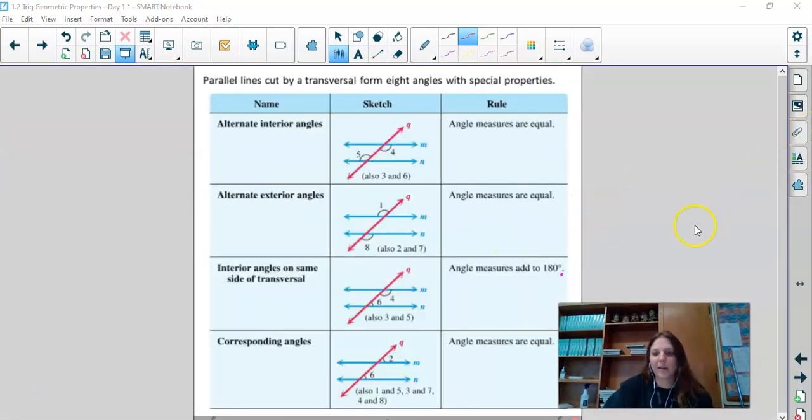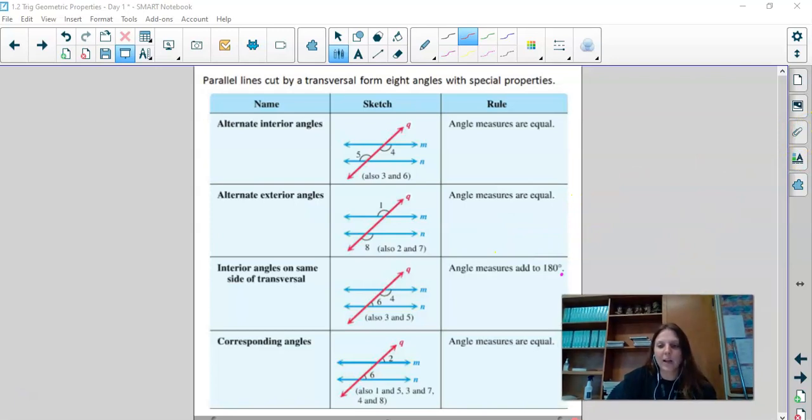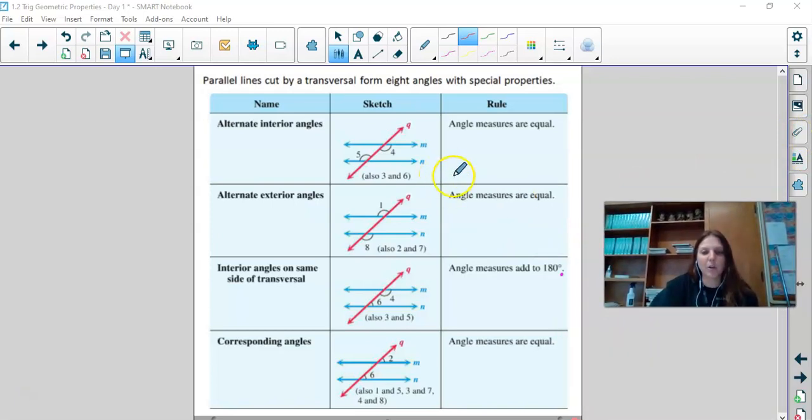The next geometry idea that we're looking at here, and this is on page 11 if you're looking in the book. You can look at the virtual book or the paper book if you have one. Okay, so we have two different things. We have alternate interior angles. Actually, there's four things here: alternate exterior angles, interior angles on the same side, and then corresponding.